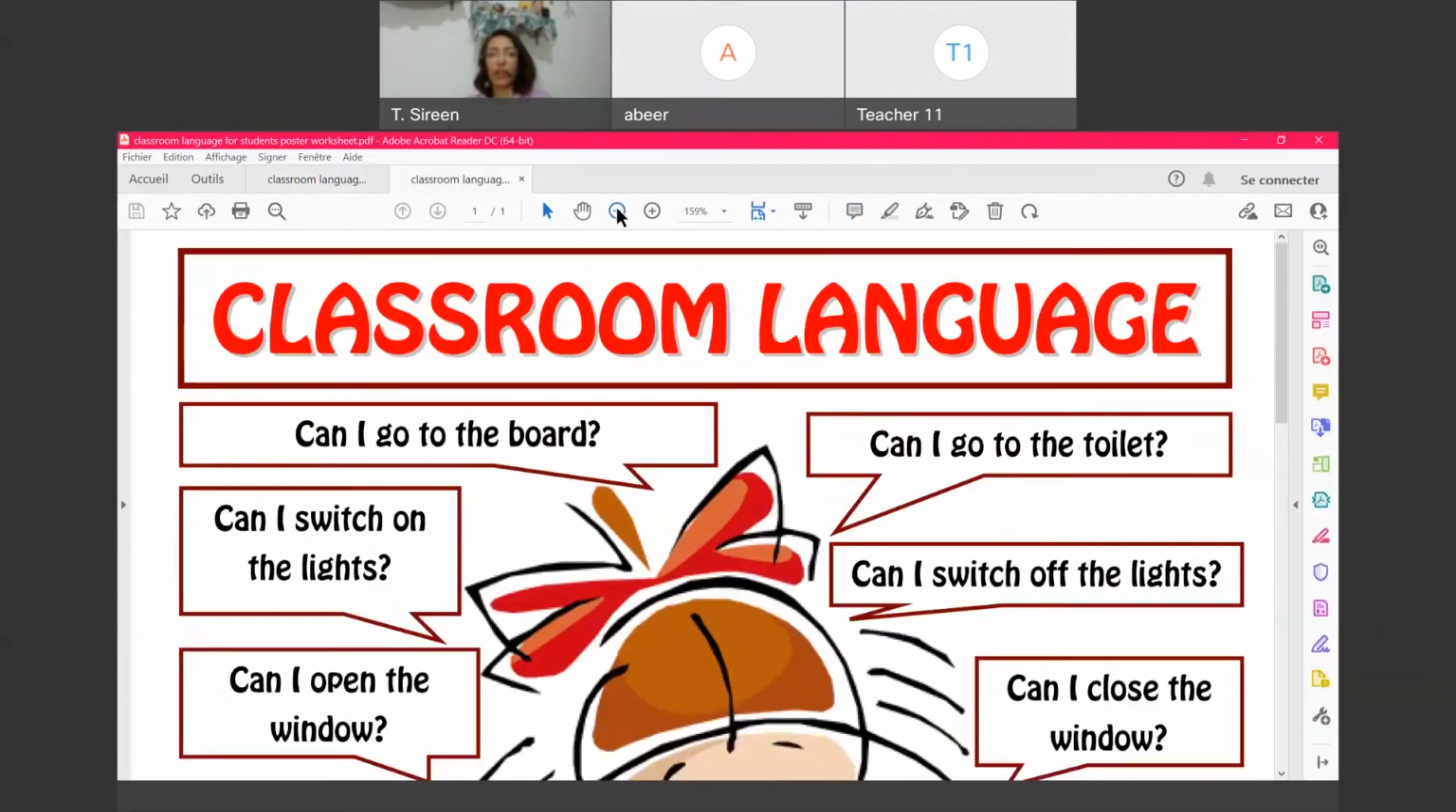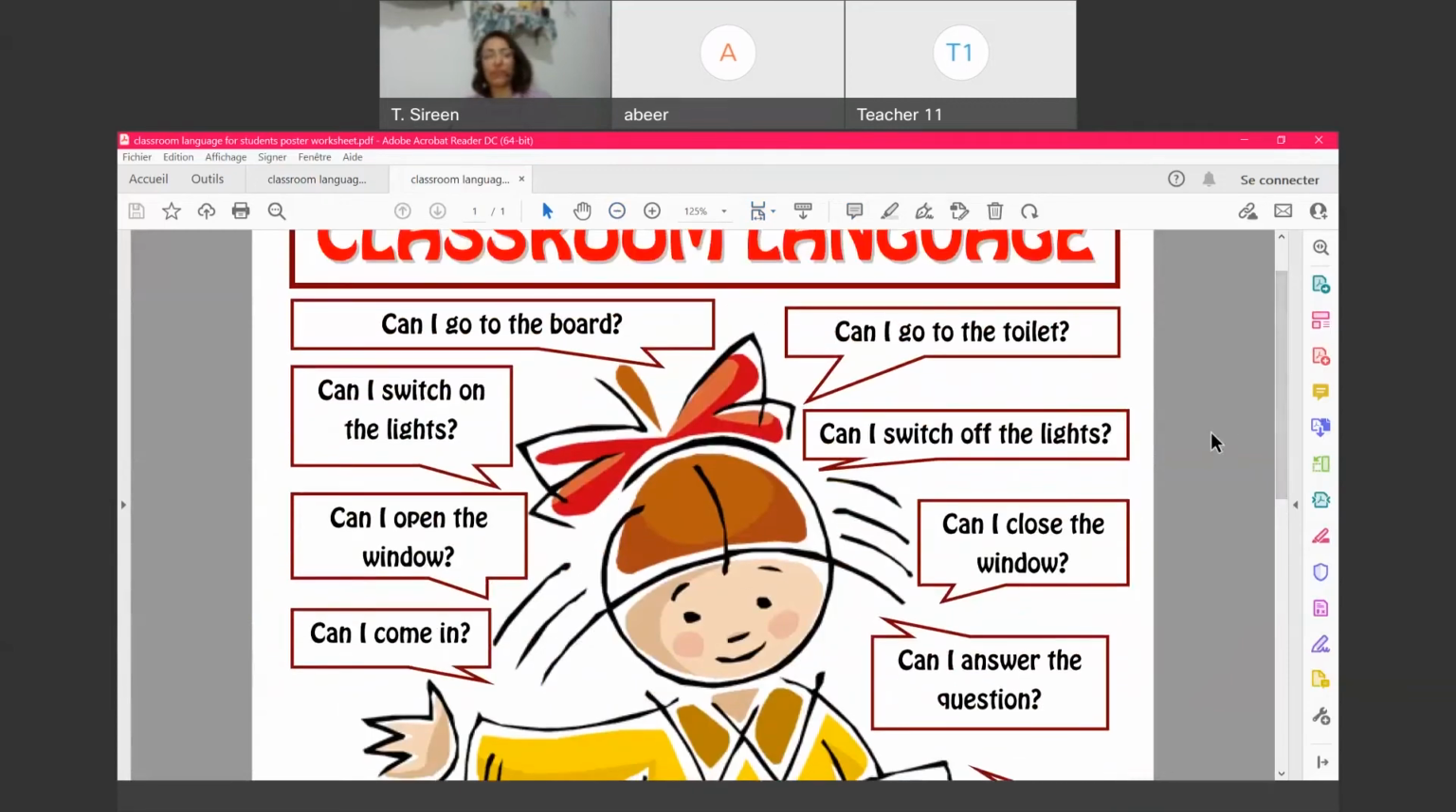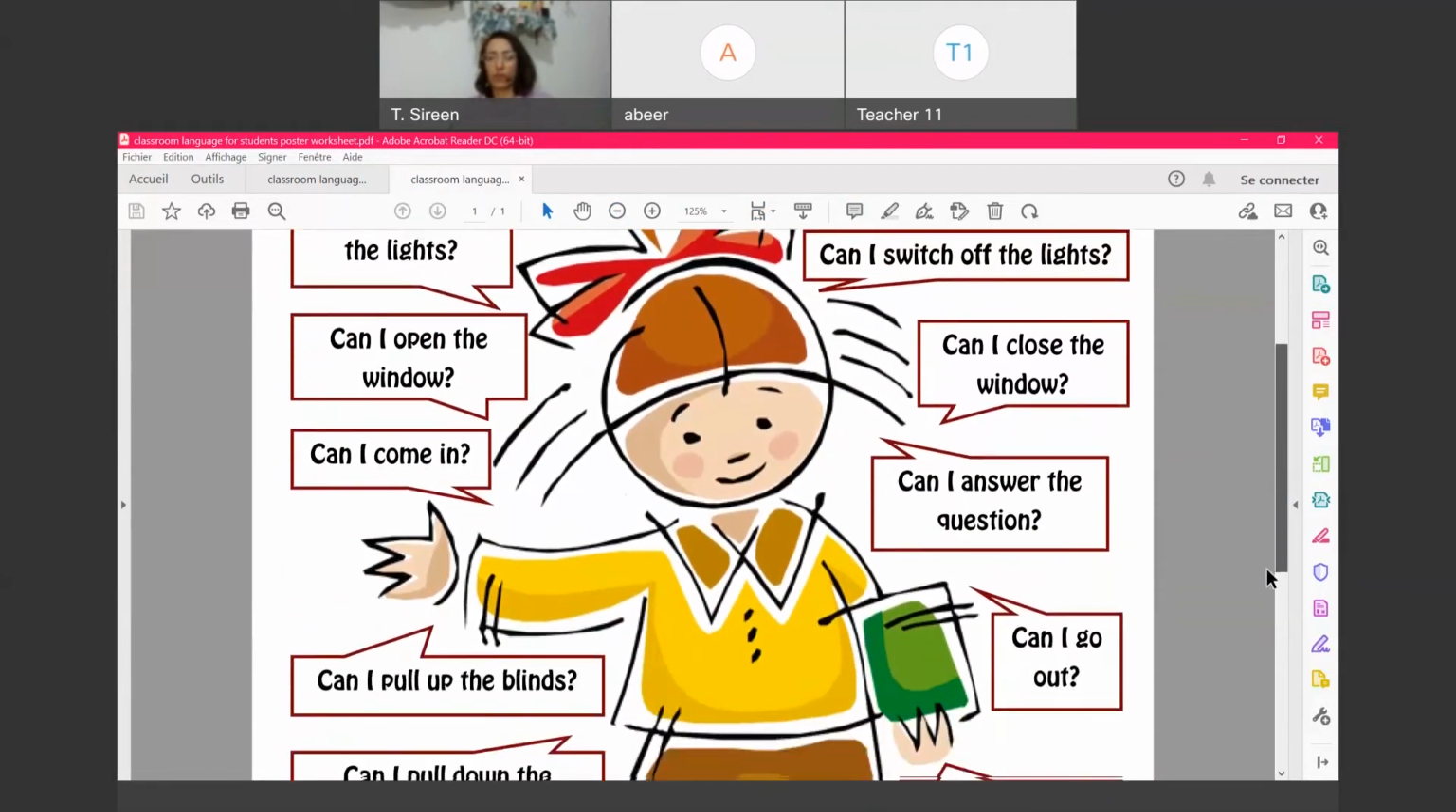Okay. Other classroom language that we also use. Continue. Can I go to the board? Can I switch on the lights? Can I open the window? Can I come in? Can I go to the toilet? Toilet. Can I switch off the lights? Can I close the window? Can I answer the question?